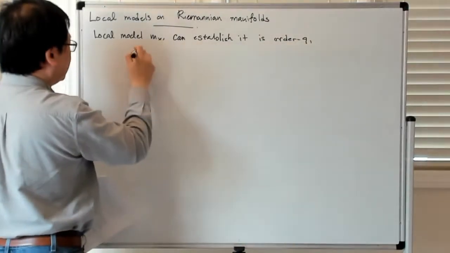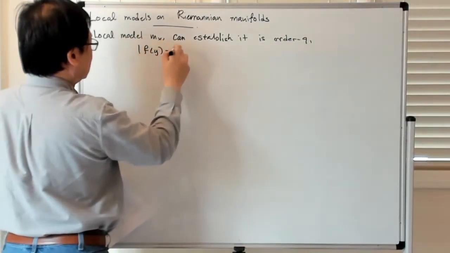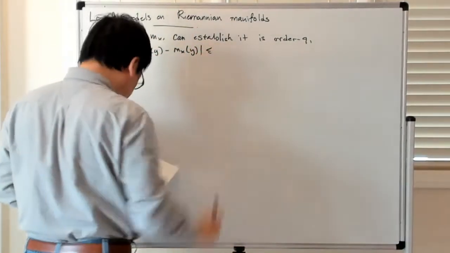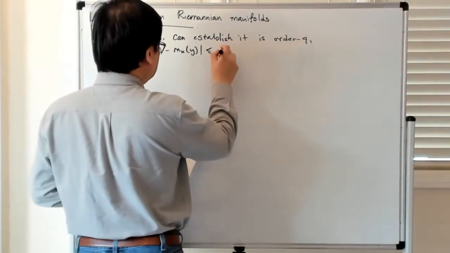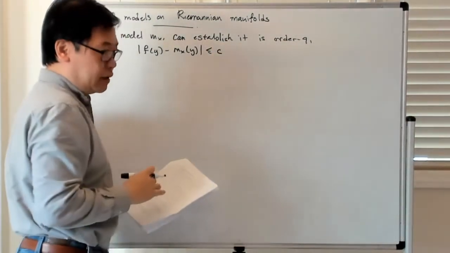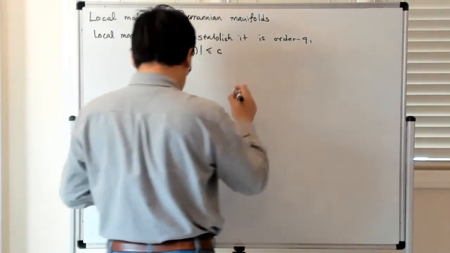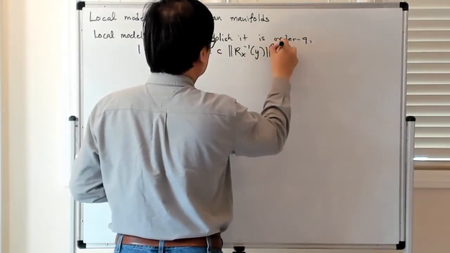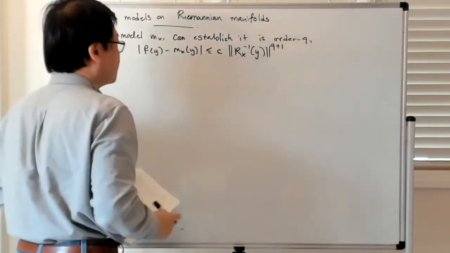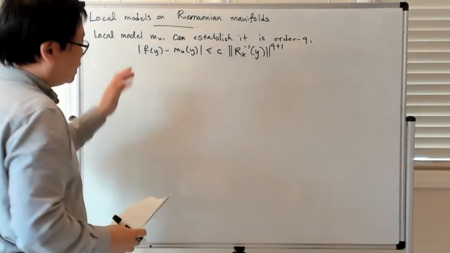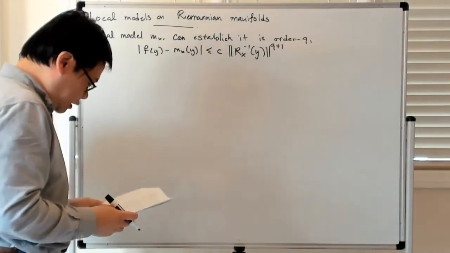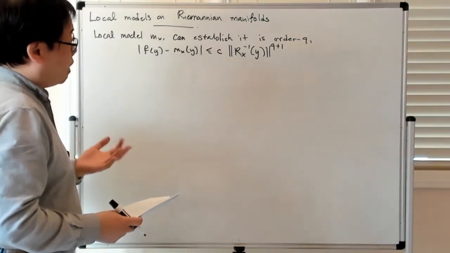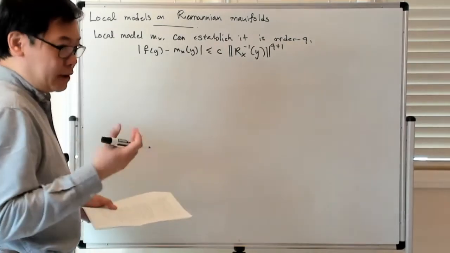By looking at the error you introduce by replacing f of y by m_x at y, with some constant, but normally instead of the distance between x and y, you can express it in terms of retraction. Okay. So the basic idea then is that with this result, there's a very natural way to construct a model of that order, essentially by using the retraction.